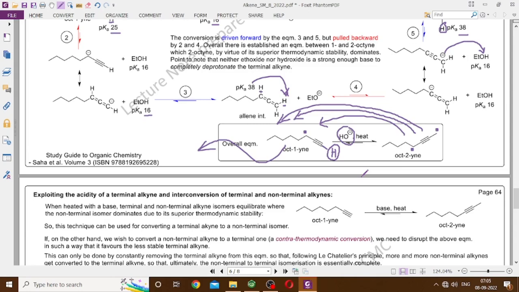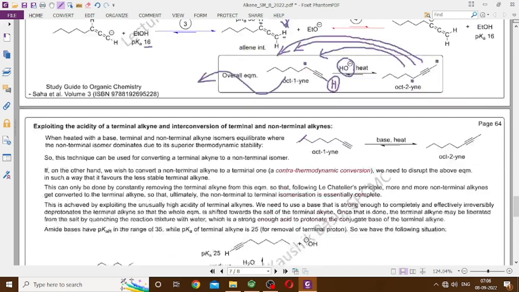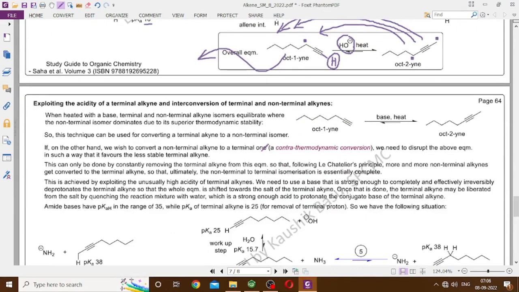So that's basically exploiting the most acidic proton, because this is the most acidic proton of all the possible deprotonation sites in both the terminal as well as the internal alkyne. You are manipulating this acidity, and following Le Chatelier's principle, you are drawing the terminal alkyne away from this equilibrium so that the internal alkyne gets converted into the terminal alkyne as you are forming the salt. So that's a contra-thermodynamic isomerization or conversion.